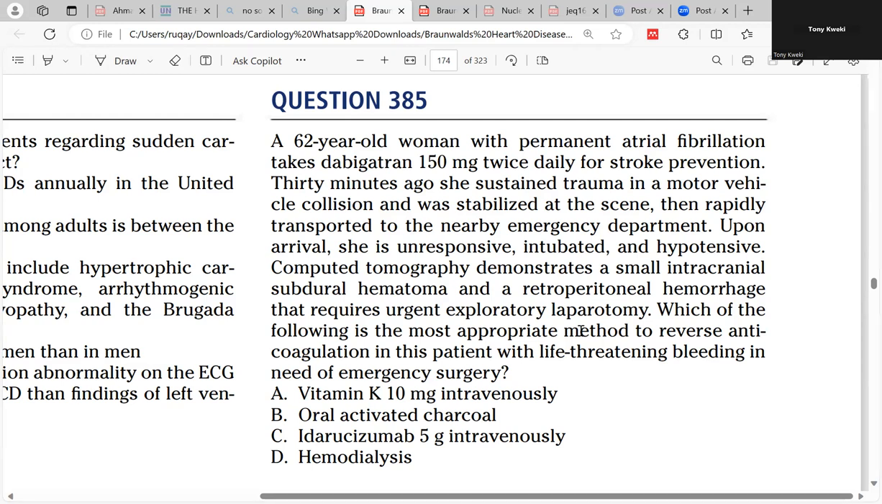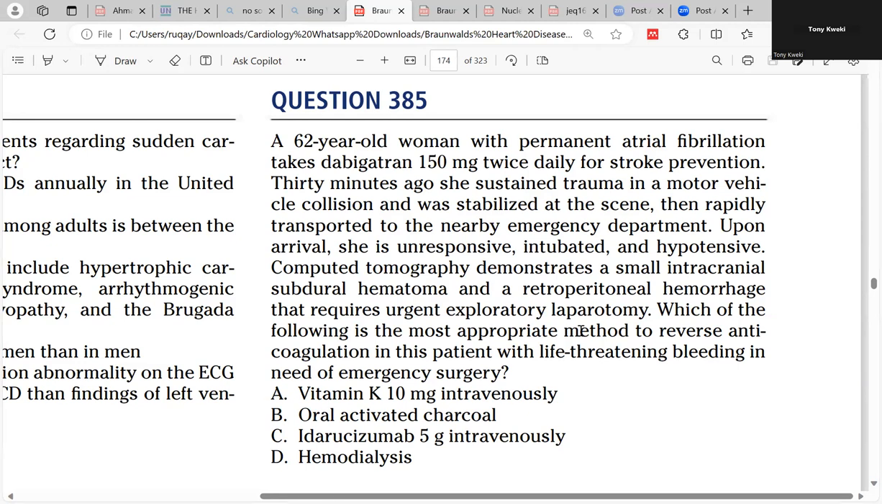So dabigatran related bleeding could occur from, let's say, overdose, or in this case, somebody taking their normal dose but now coming with life-threatening bleeding from trauma or needing emergency surgery. For overdose, I saw a case report of a patient that swallowed 125 capsules. So that's really bad. If the patient presents within 4 hours of ingestion, they could have activated charcoal with gastric lavage to remove the drug. If it's more than that, it won't work.